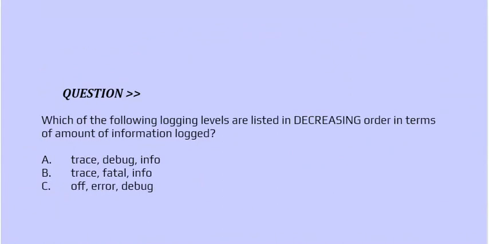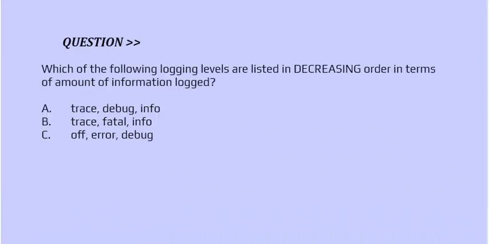Next question is, which of the following logging labels are listed in decreasing order in terms of amount of information logged? Option A. Trace, debug, info. Option B. Trace, fatal, info. Option C. Off, error, debug. Correct answer is option A.